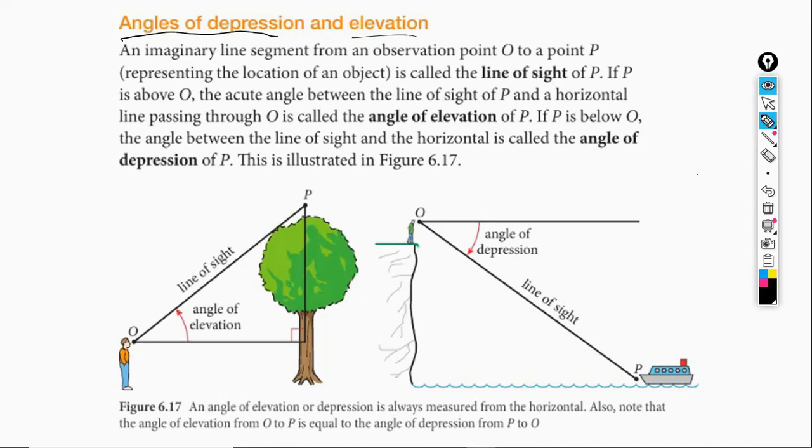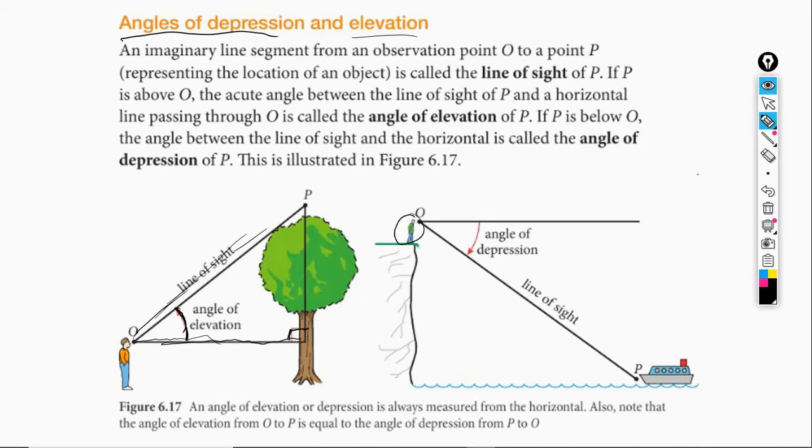In this first picture to the left, we see a man standing, and this is his line of sight. He's looking at the top of the tree. Now this here would be a horizontal, and this is the angle of elevation. Because we have a right triangle, we can use the Pythagorean theorem to solve problems with these cases.